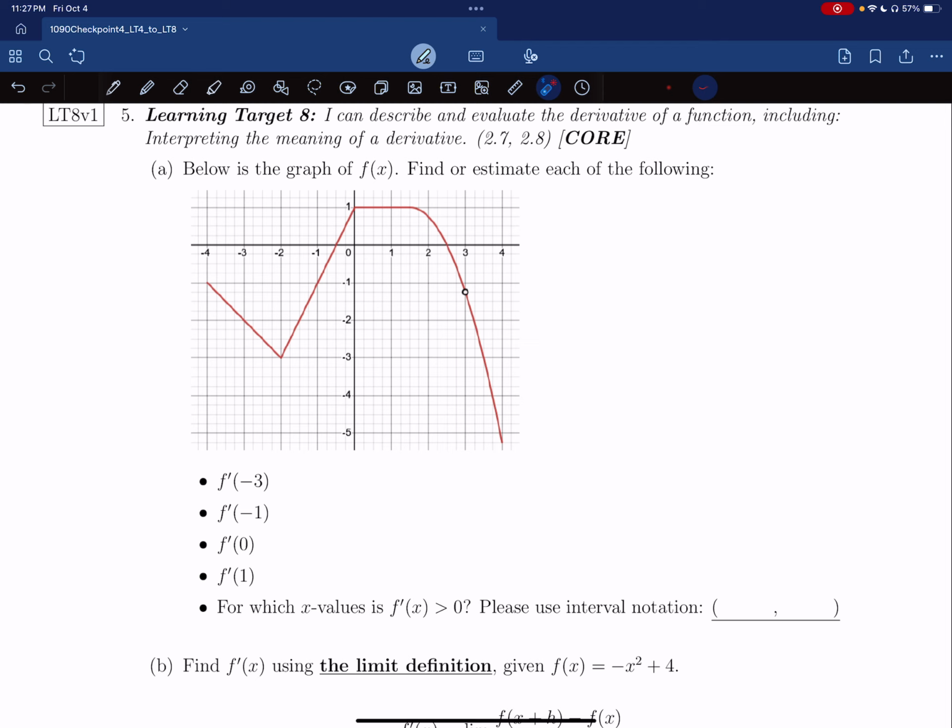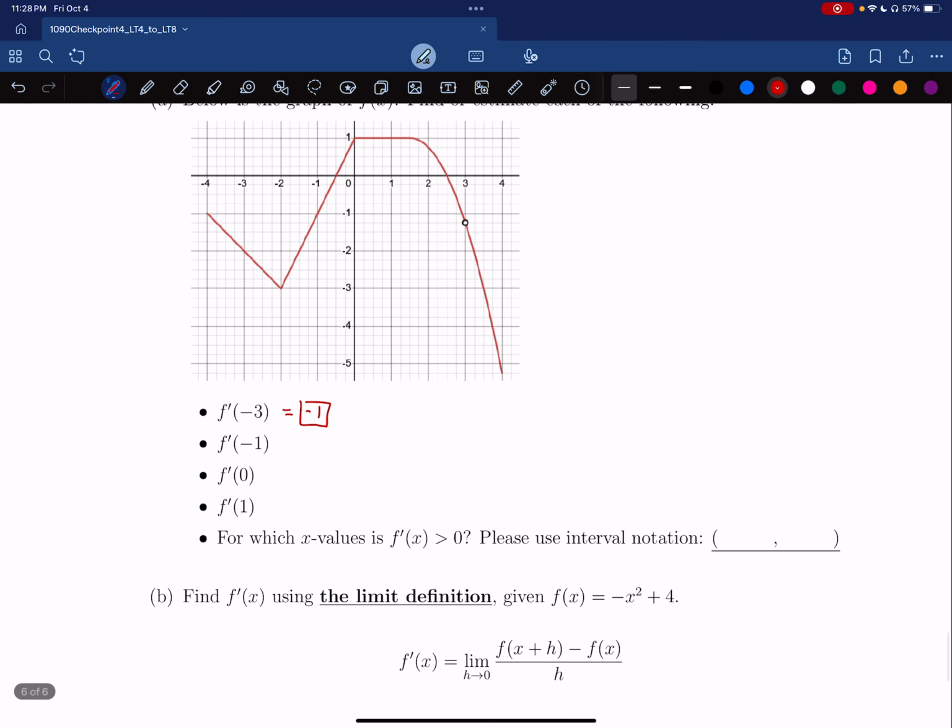And the derivative is basically just the instantaneous slope, but we have a straight line, so the derivative is just going to be equal to the slope of the line there, which is -1. Next, we have f prime of -1, which is right here. This is also a straight line, so that slope there, rise over run, will be 2.